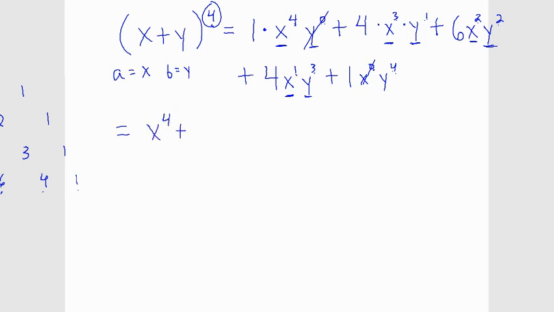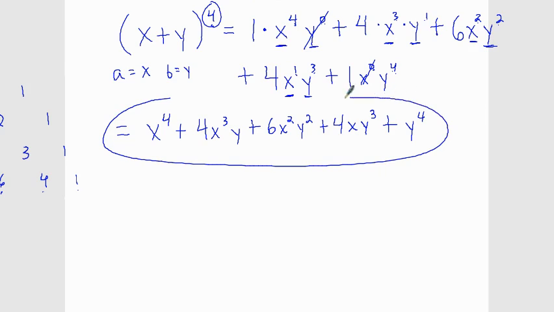Okay? Here, there's nothing really to simplify. This is just 4x cubed. And we don't have to write y to the first. We can just write y. And then there's nothing to simplify again. 6x squared y squared plus 4x y cubed. And then y to the 4th. Yeah, there wasn't any major calculations to do there. We are just making sure it looks nice and tidy. And so then this is our final answer.